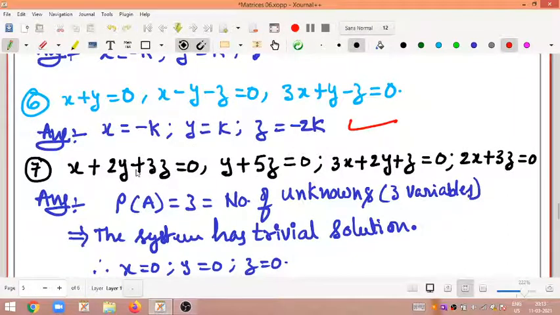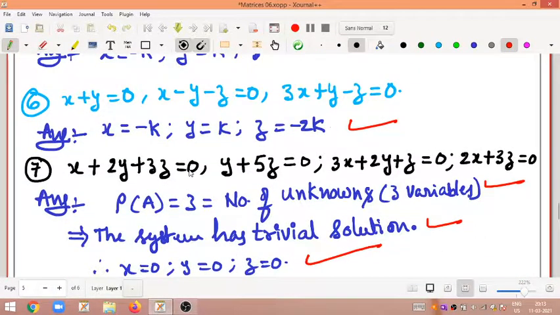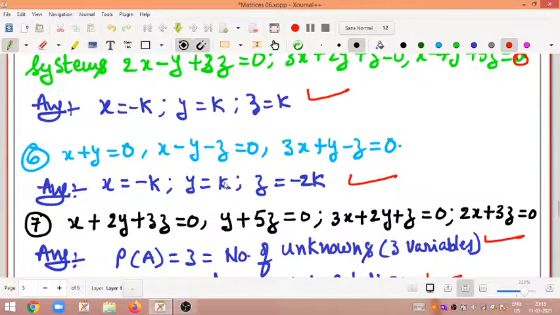Third one, see here: x plus 2y plus 3z is equal to 0, y plus 5z is equal to 0, 3x plus 2y plus z is equal to 0, 2x plus 3z is equal to 0. 4 equations are there, so you do it yourself. Rank of A will come as 3, which is exactly the number of unknowns, that is 3. So the system has only the trivial solution: x is equal to 0, y is equal to 0 and z is equal to 0. Like this, solve the trivial and non-trivial solution problems.